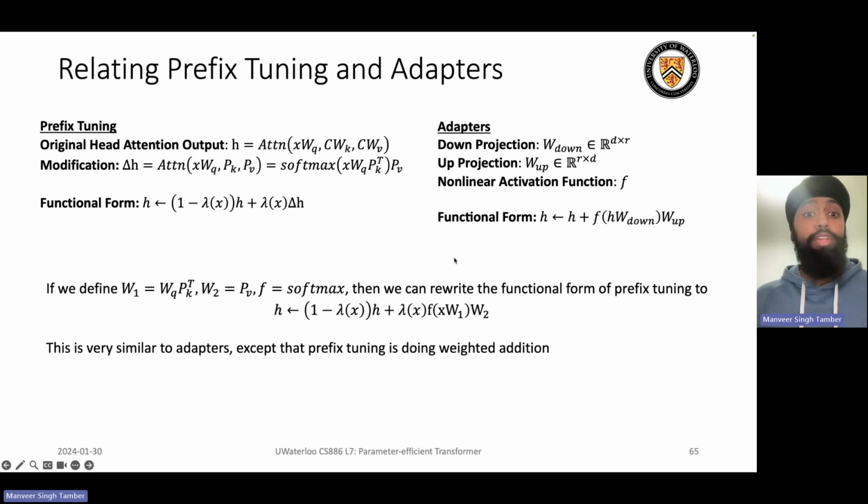So now relating prefix tuning and adapters, again, we have this functional form for prefix tuning, and we have this functional form for adapters. Now, if we define W_1 as this, and W_2 as this, and f as the softmax function, then we can rewrite the functional form of prefix tuning to this, which looks a lot like adapters, except that prefix tuning is doing weighted addition because of those lambdas.